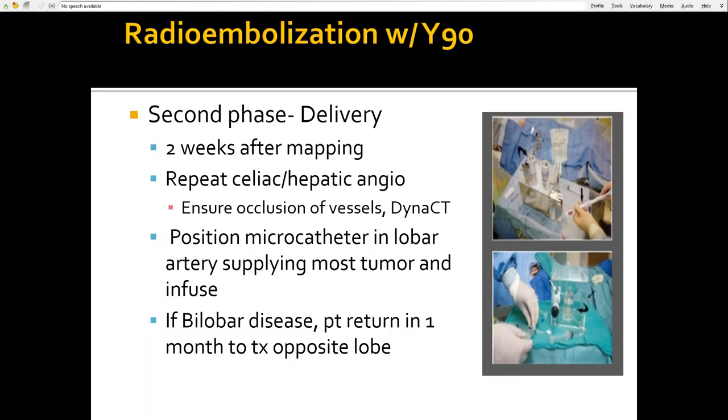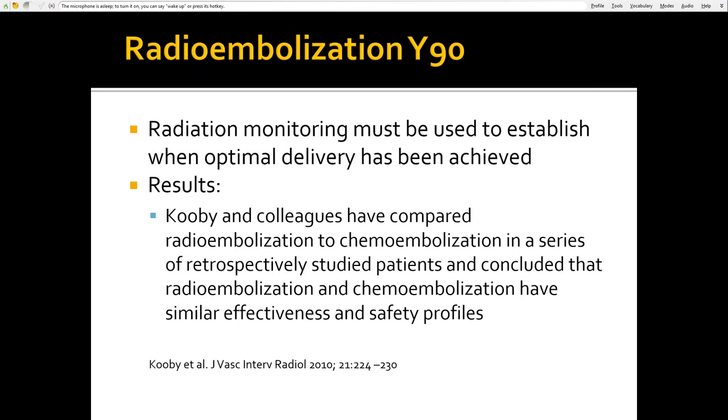Sometimes you can even do a SPECT CT afterwards, which will show you where the deposition of all those radioparticles are, which is kind of a cool thing to do. So again, results for this have been shown to be very positive. Kubi back in 2010 showed that basically the results of radioembolization and chemoembolization were equivalent.